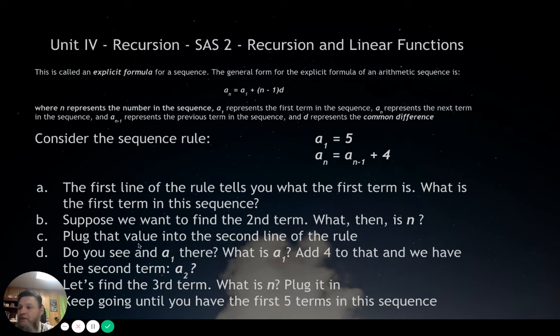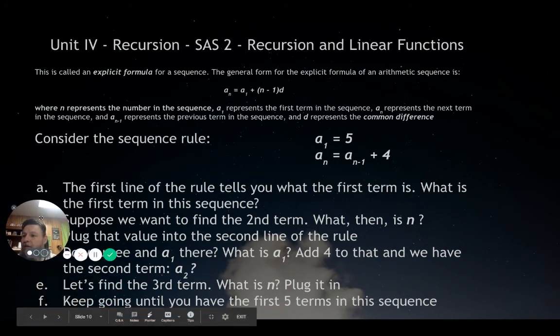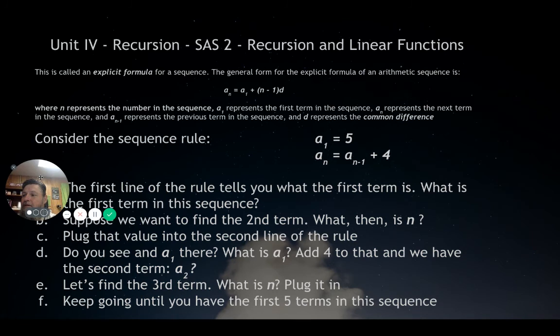Let's find the third term. Plug it in. We'll keep going until we get all the first 5 terms in the sequence. That's easy. So if the first term is 5 and the second term is 9, we just keep adding 4. So the third term is 9 plus 4, or 13. The fourth term is 13 plus 4, or 17. And the fifth term is 17 plus 4, or 21. All right.